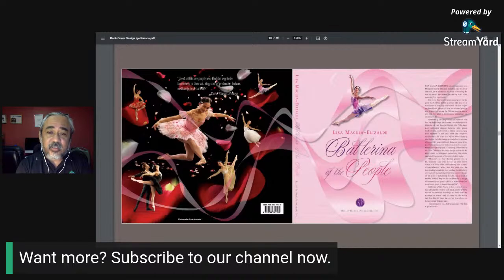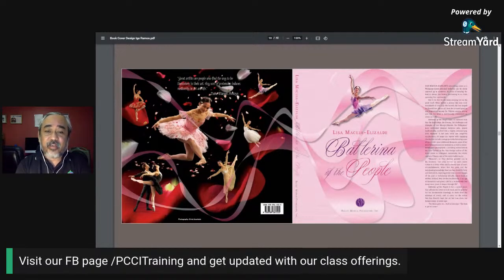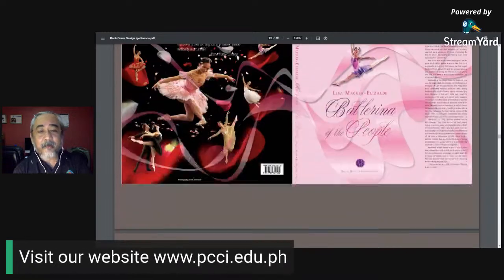Since this is a dance book, it has to show a lot of movement. Otherwise, because it's not a video, it's a book, it's a very static medium. So I really have to show a semblance of movement and busyness. Okay, next.